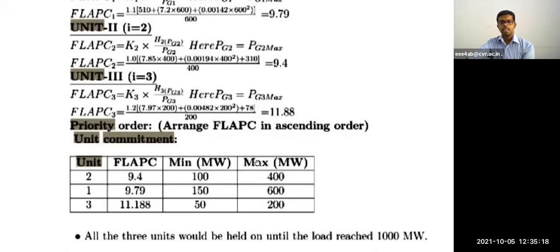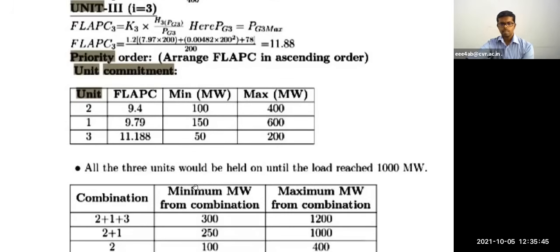Okay. Next, the maximum operating limit, this 400 megawatt. Similarly, for the first generating unit, 150 megawatt to a maximum of 600 megawatt. Similarly, for the third generating unit, 50 megawatt to a maximum of 200 megawatt. Similarly, you need to write the minimum and maximum operating limit according to the third and first generating units.